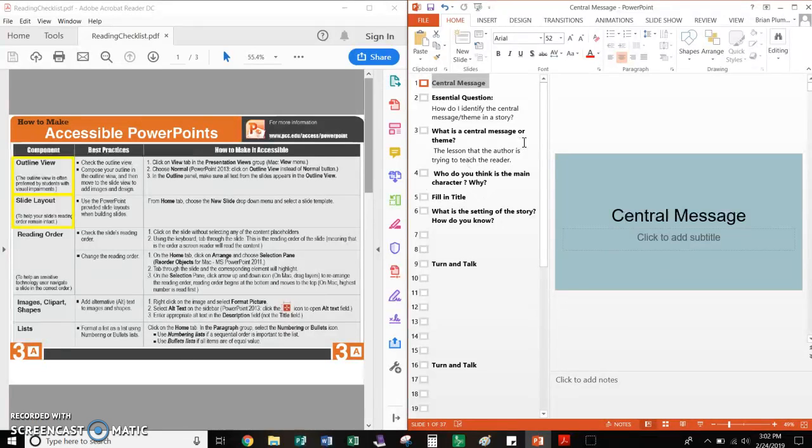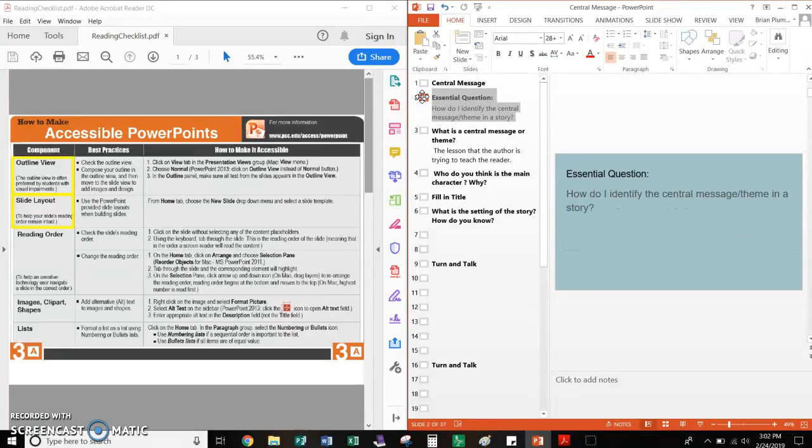So over here you can see my lesson on central message. I start my lessons with an essential question, where my students could tell what we would be learning. As I go through my lesson, you can tell that I did use the outline view that is noted in the accessible PowerPoint information.